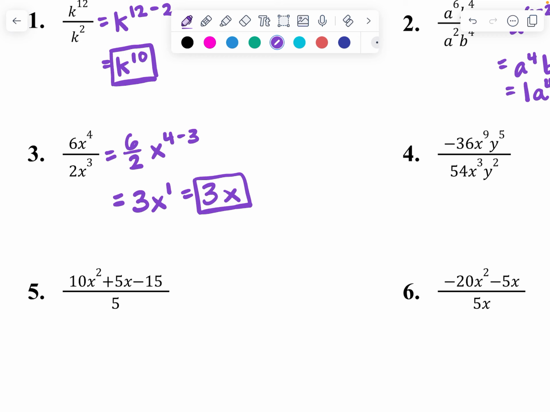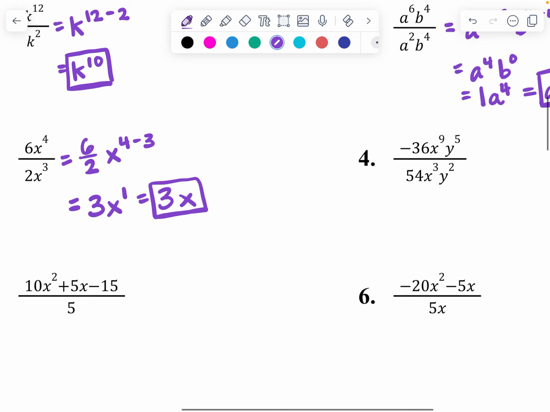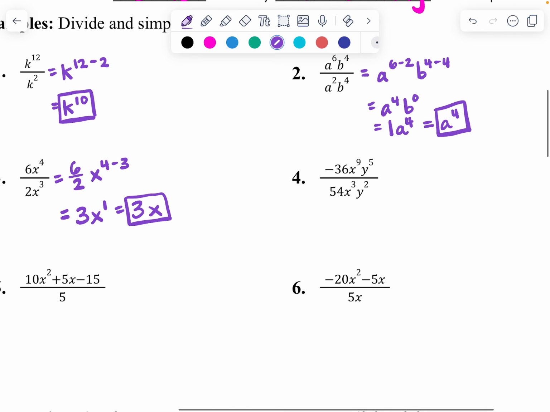We don't typically write 1 as an exponent. It's just invisible most of the time. So if you have x to the power of 1, you're just going to write the variable.